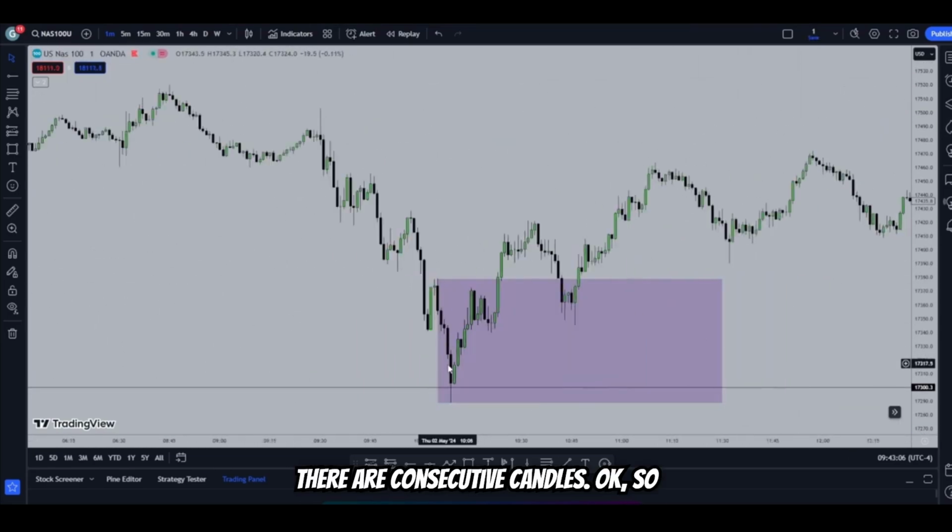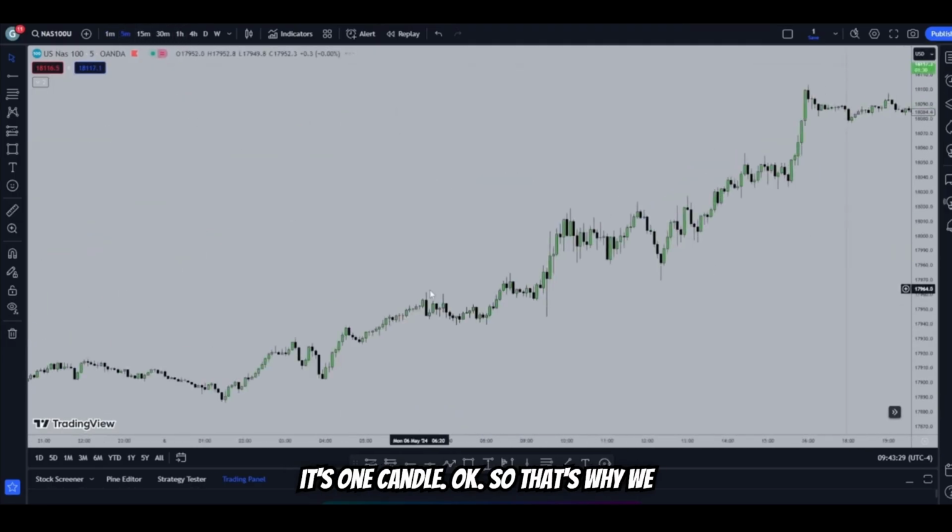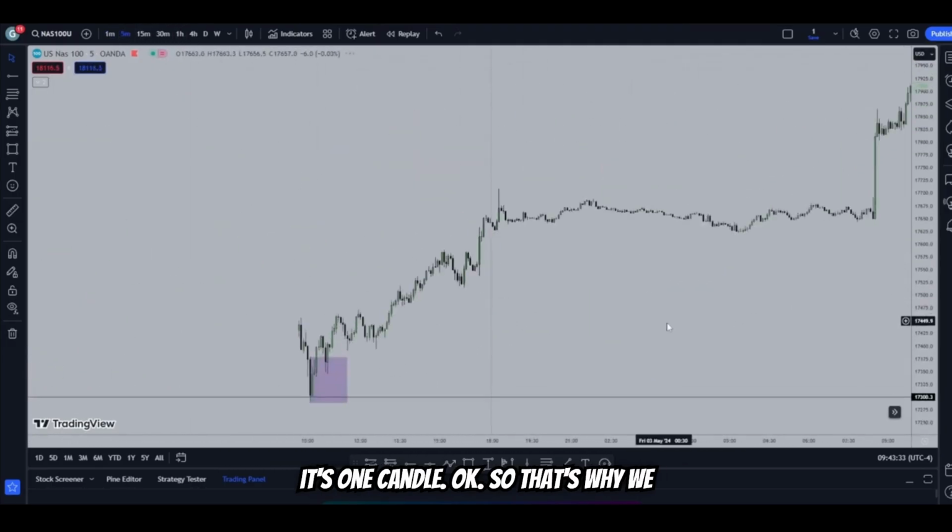there are consecutive candles. Okay, so what I told you, if you look into ICT's video of Internship 2022, he says the consecutive candles are also an order block, if those consecutive candles are in a liquidity pool, or they are responsible for taking the stop losses. So now you can see that there are 5 candles, but on the 5-minute time frame it's 1 candle. Okay, so that's why we will take this as our order block.